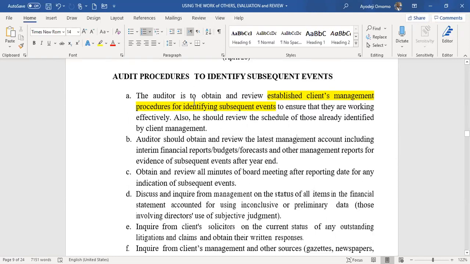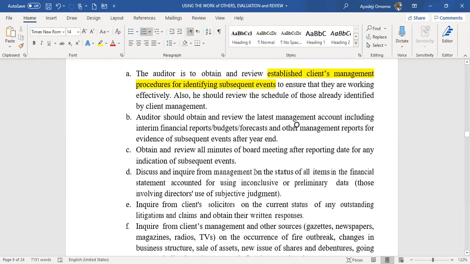Now, another procedure is that he has to get latest management accounts or even get minutes of board meeting. Because if there are any subsequent events, do you know that the management are actually going to discuss it at the meeting? Those charged with governance are going to discuss these issues. So if he's able to get the minutes of board meeting, he can look at all those things they discuss one after the other. Do they lead to that financial statement being adjusted or not adjusted? Do they need to be disclosed or not? You know, the principle of financial reporting is basically about fair presentation. You have to present that financial statement in such a way that it shows a true and fair view of what is happening in the entity.